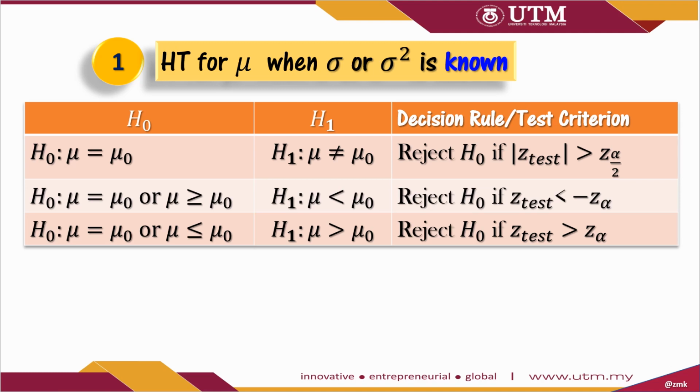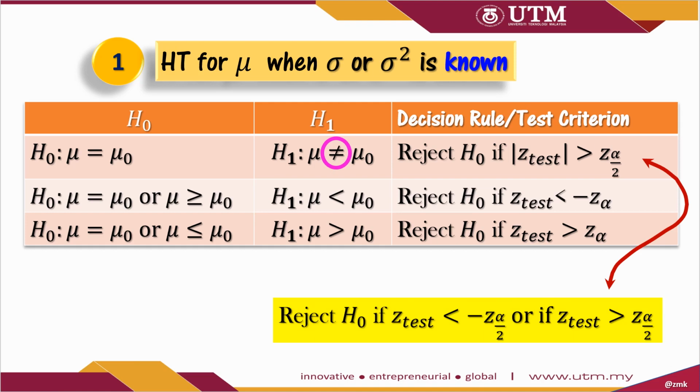The first one is a two-sided alternative hypothesis test where under H1 we have mu is unequal to mu naught. Therefore, the decision rule or test criterion is reject H naught if the modulus of z-test is greater than z alpha over 2. This expression is the same as writing reject H naught if z-test is less than negative z alpha over 2 on the left, or if z-test is greater than z alpha over 2 on the right.